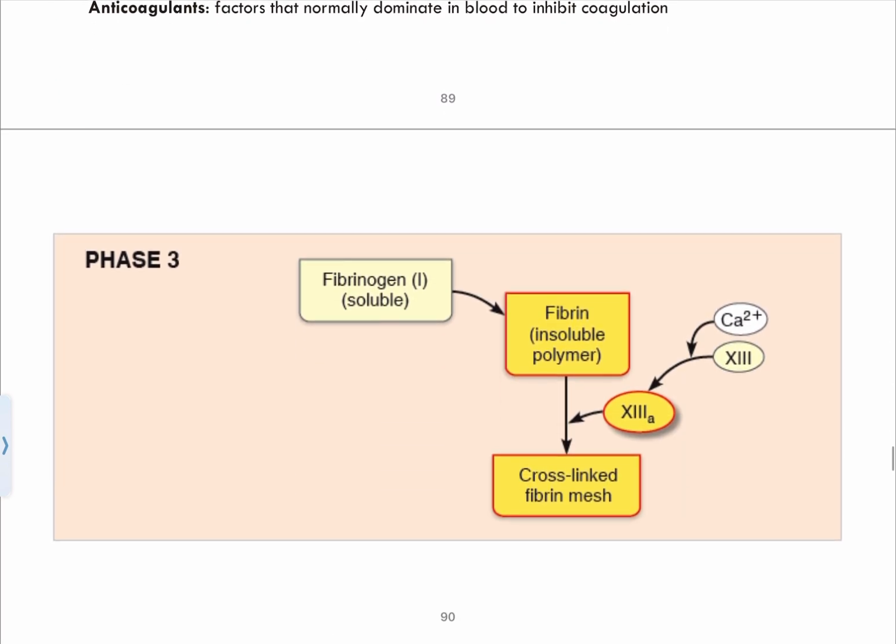So here's phase 3. We have our thrombin that we produce from phase 2 that is required in order for phase 3 to occur. And it's going to come in and turn fibrinogen into fibrin, which is going to polymerize or link together to form this cross-link or fibrin mesh. Also, we require activated clotting factor 13.